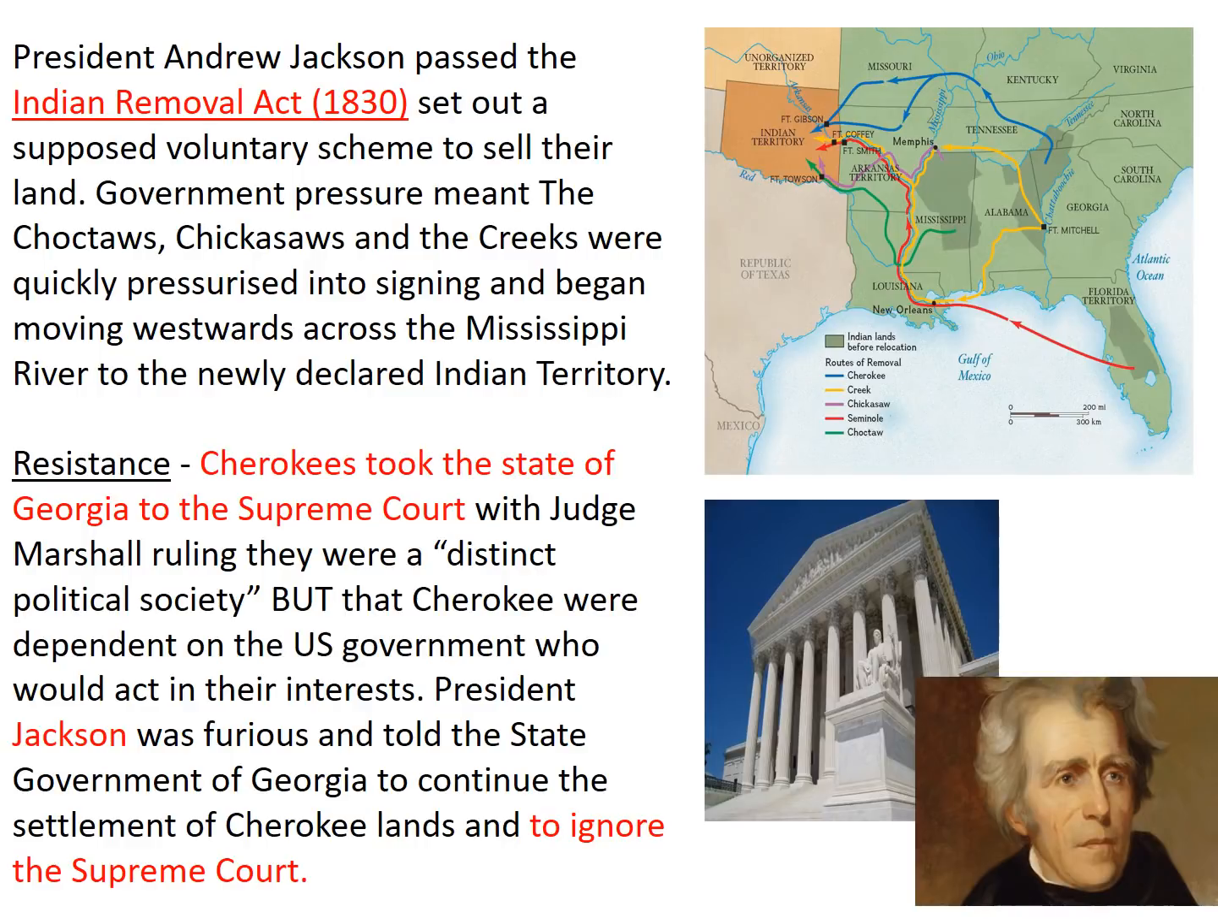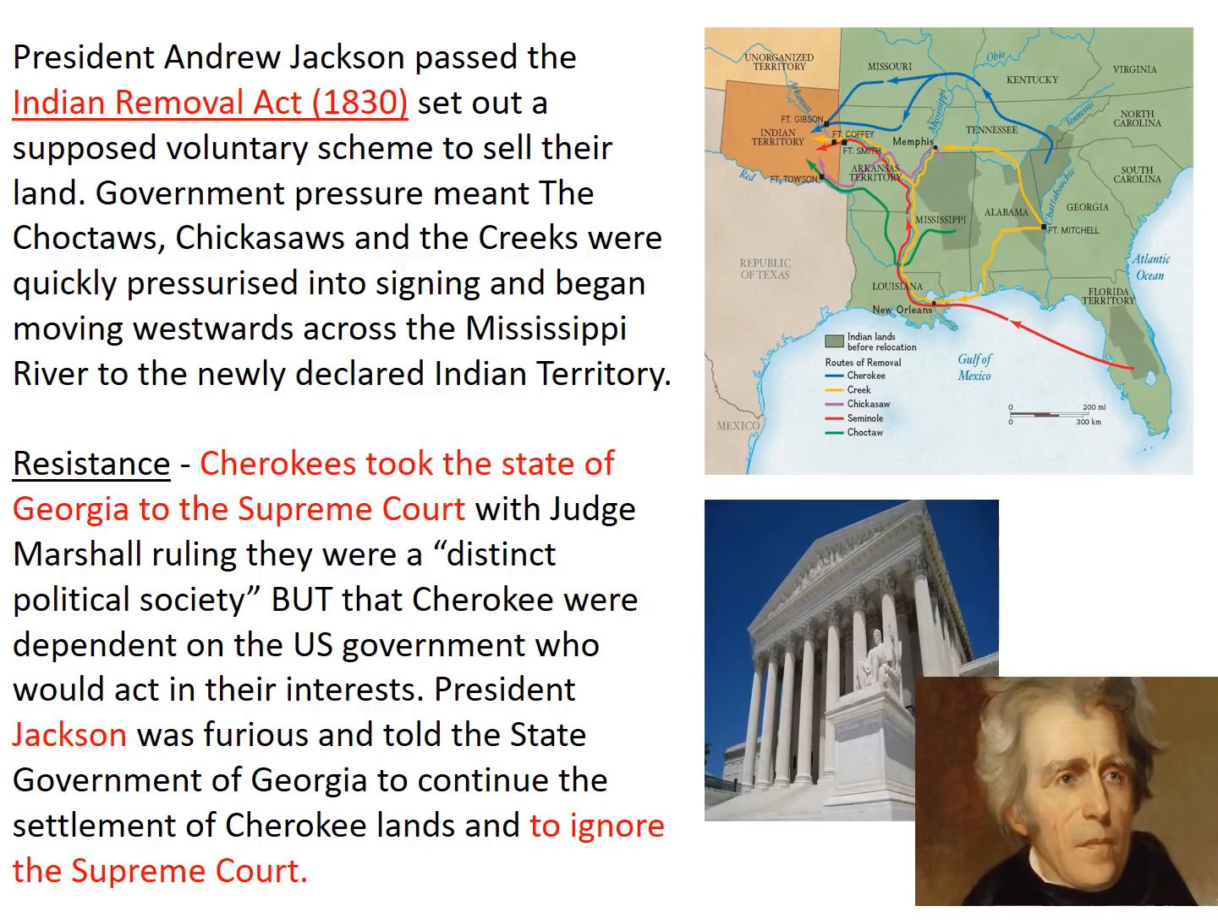President Andrew Jackson, and I'll leave you to make up your own views on him personally. He passed the Indian Removal Act in 1830, basically saying you sell your land or else. Under pressure, the Choctaws, Chickasaws, Creeks sign, and they start moving westwards to newly declared Indian Territory.